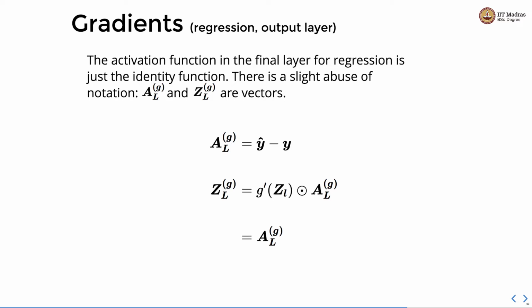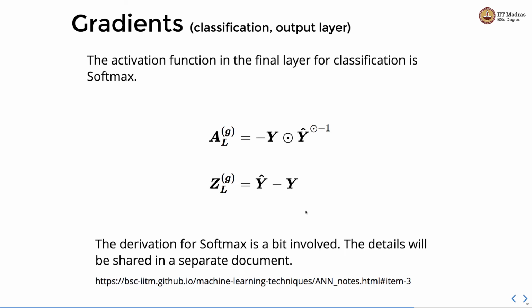There is a slight abuse of notation. ALG and ZLG are vectors. So ALG is y hat minus y, and ZLG is G dash of ZL, an element-wise product with ALG, and this is nothing but ALG. In case of classification, the activation function in the final layer is a softmax activation. So ALG is equal to the element-wise product between the actual labels and the predicted labels, and of course the negative of that, and ZLG is y hat minus y.